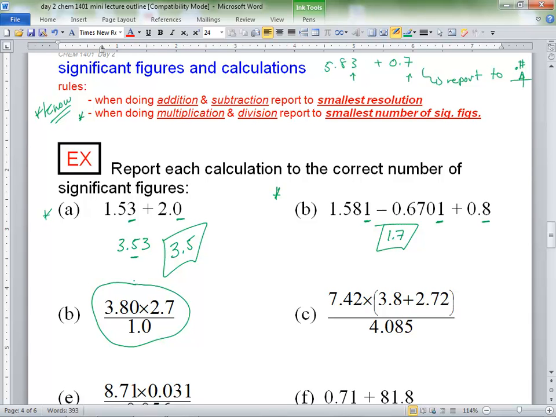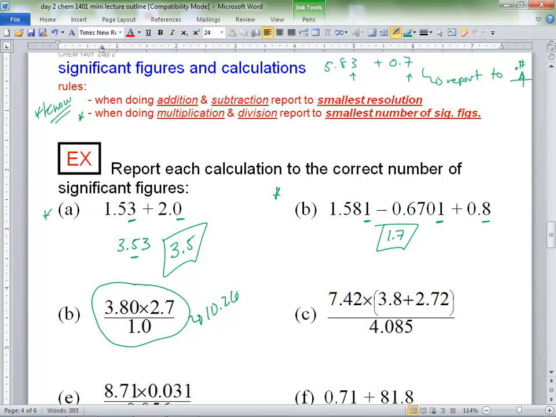You report your answer to how many sig figs in this question? 2. So go ahead and do it on the calculator and report your answer to 2 sig figs. Oh, this is a good one. You did it on your calculator. Didn't you get something like 10.26? How do you report this to 2 sig figs?